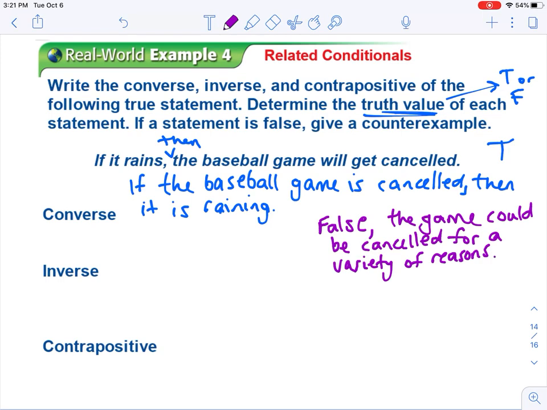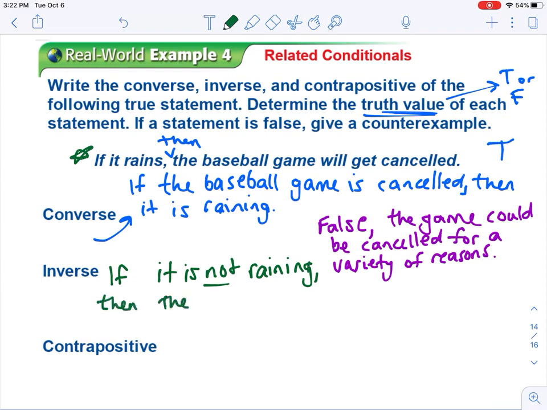Okay. And then the inverse is like our original, but the negation of it. So it's like the original, but if it is not raining, then the baseball game will not get canceled.